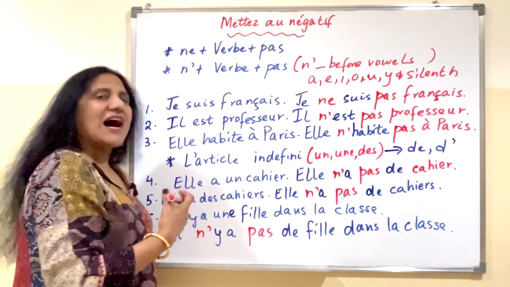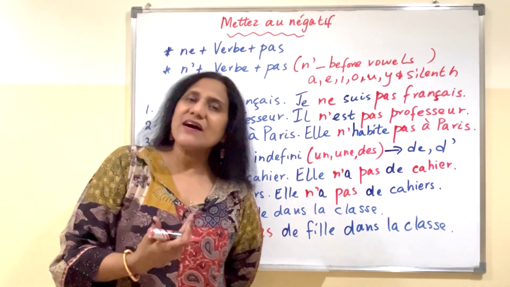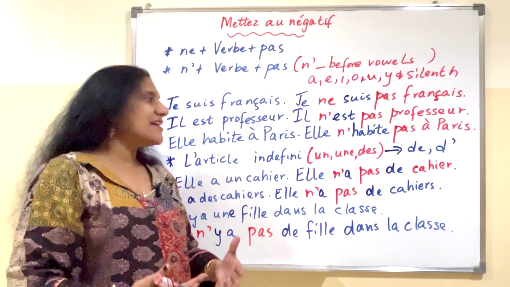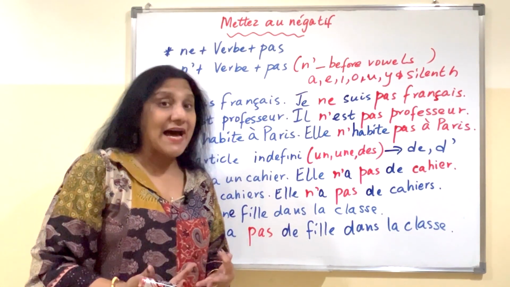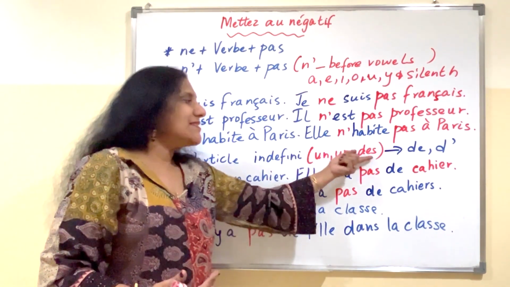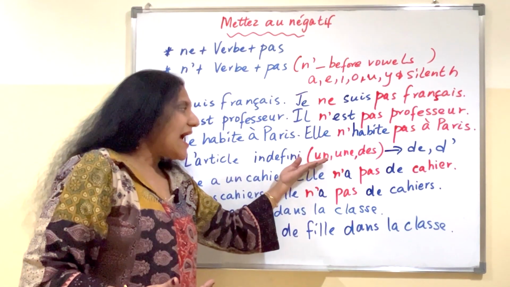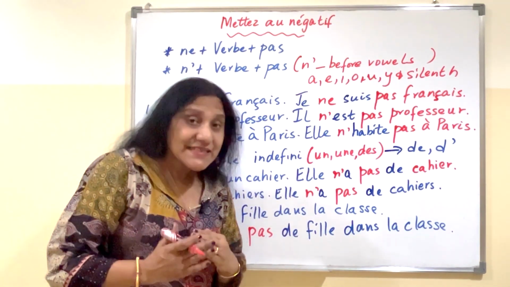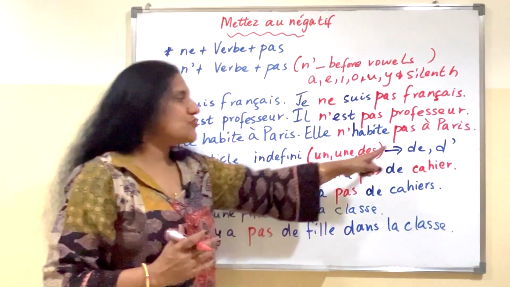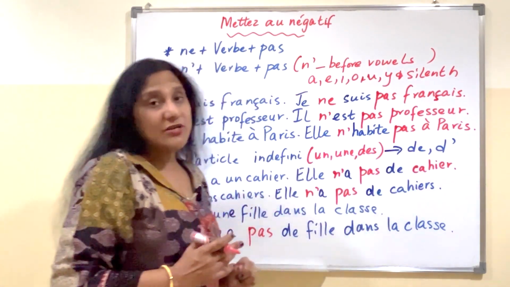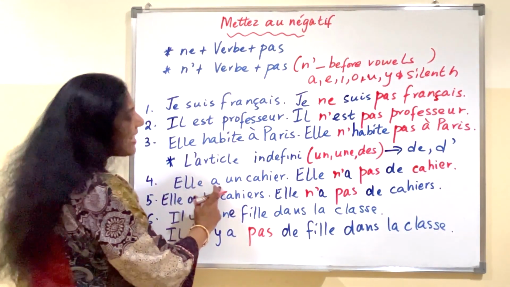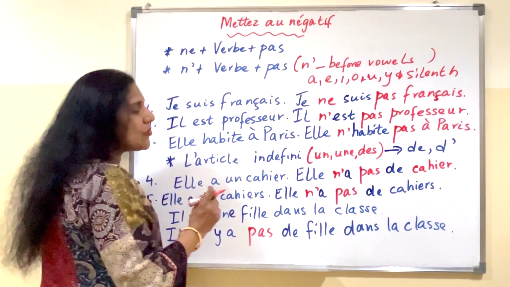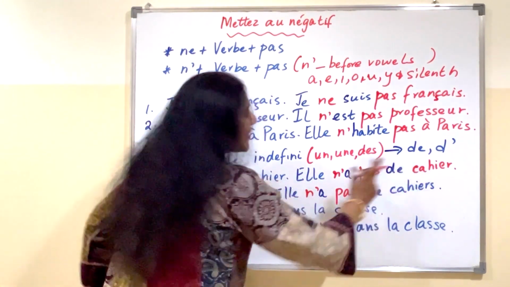Now, when we have article indéfini, what are the articles indéfinis? Article indéfini means a or an, un, une, des, and some. So, un, une, des in negative sentences will change to de or d apostrophe. Elle a un cahier. She has a notebook. Elle n'a pas de cahier.